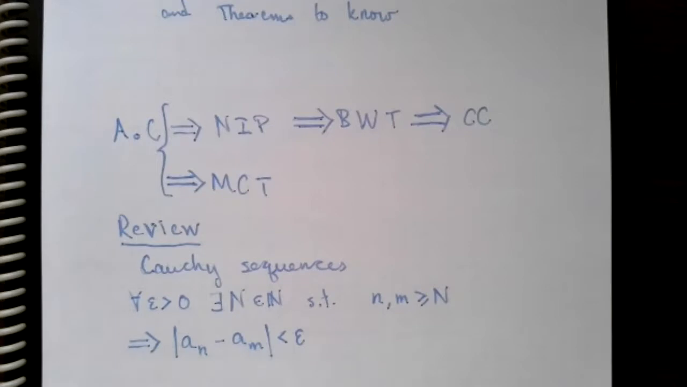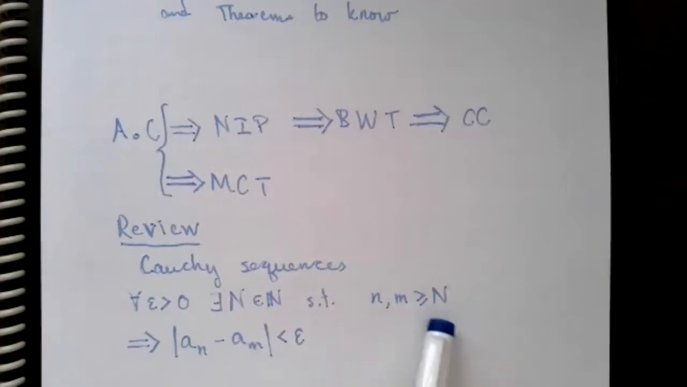So is the absolute value of a sub n minus a sub m less than epsilon saying that any two terms, the distance is less than epsilon? As long as you have gone far enough out in the sequence. Okay. So basically it's saying that the terms of the sequence get closer and closer to each other if we go far enough out.